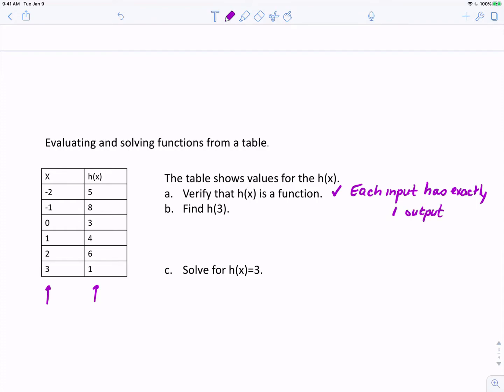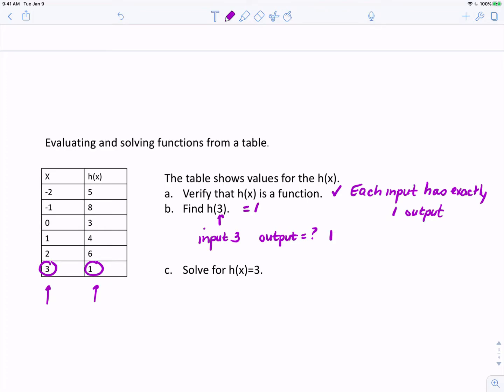Our next question, find h of 3. So what this means is if we input 3 into our function, what is our output? Well, let's take a look at our table. If we look at our inputs and we see the input of 3, we can see that the corresponding output is 1. And so our answer is h of 3 is equal to 1.